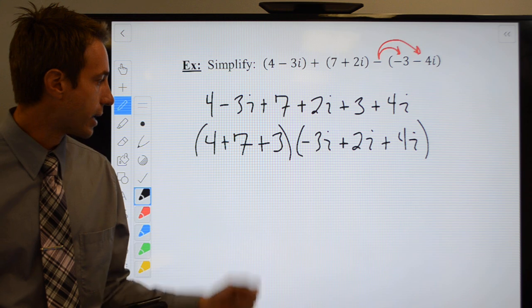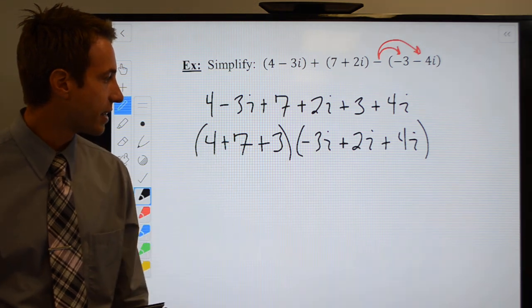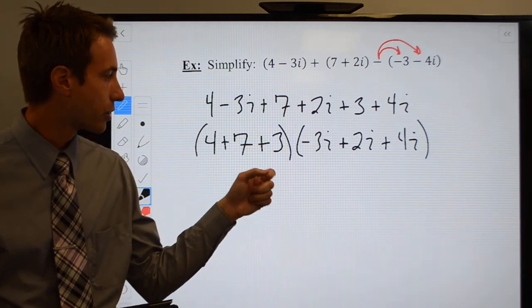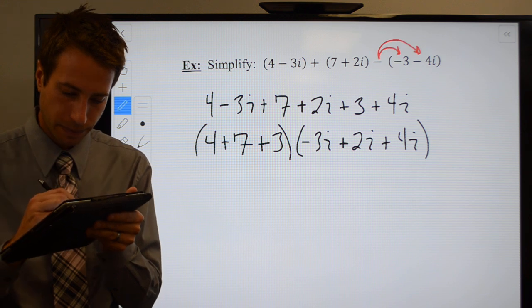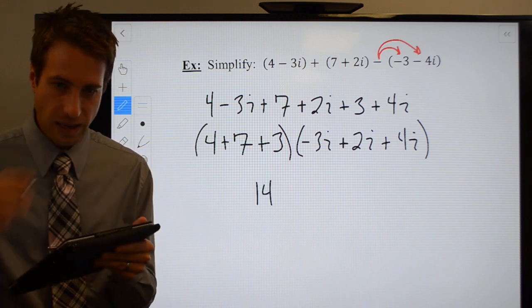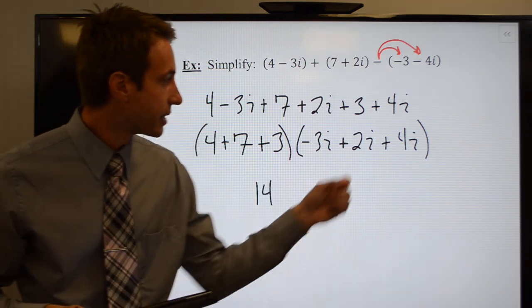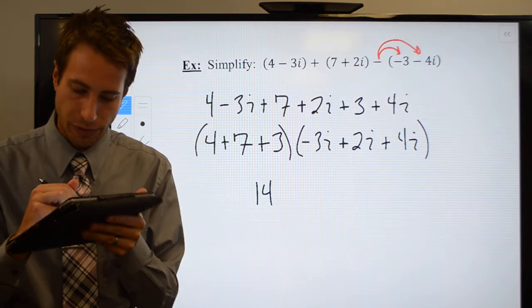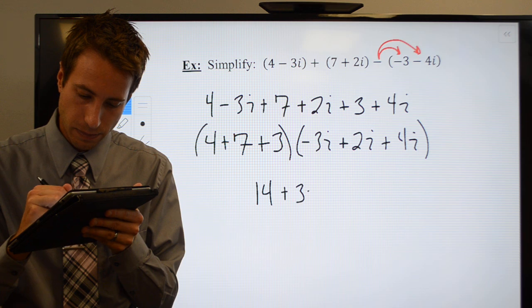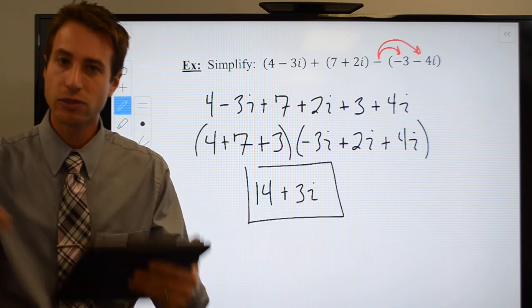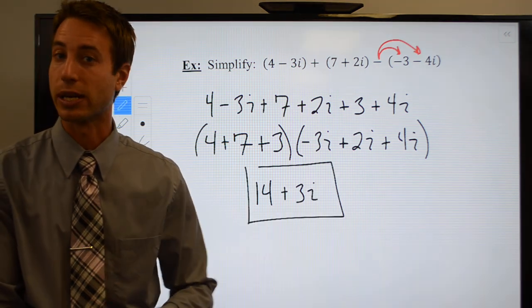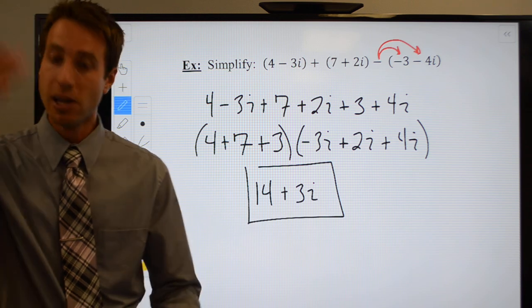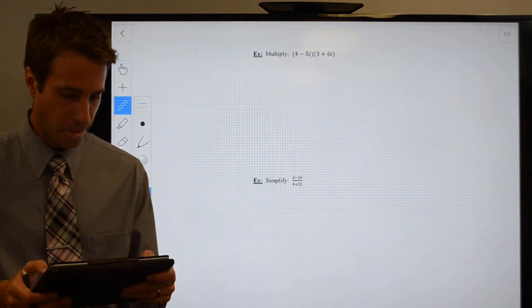And here's what I wind up with. 4 plus 7 is 11. Plus 3, 12, 13, 14. And then I have, let's see, 2 and 4 would be 6i, 6i minus 3i, positive 3i. Just like that. Combining like terms when it comes to addition and subtraction. Let's keep going. I got a couple more for you.